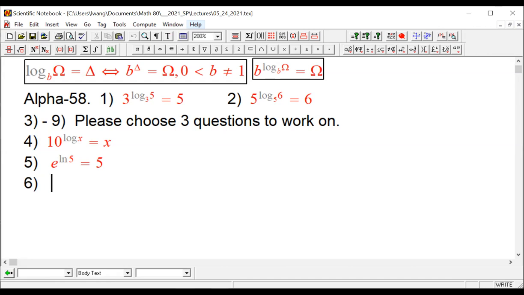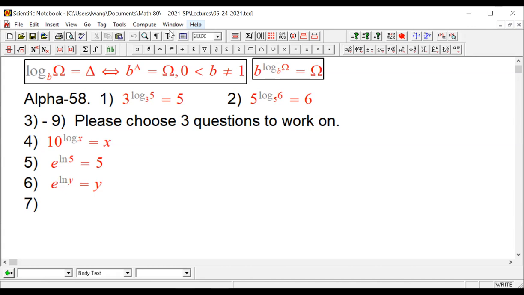Number 6, e raised to the power of ln y. What does that equal to? The bases are the same. Before ln, that's 1, so it equals y. Okay, are we getting better at this?